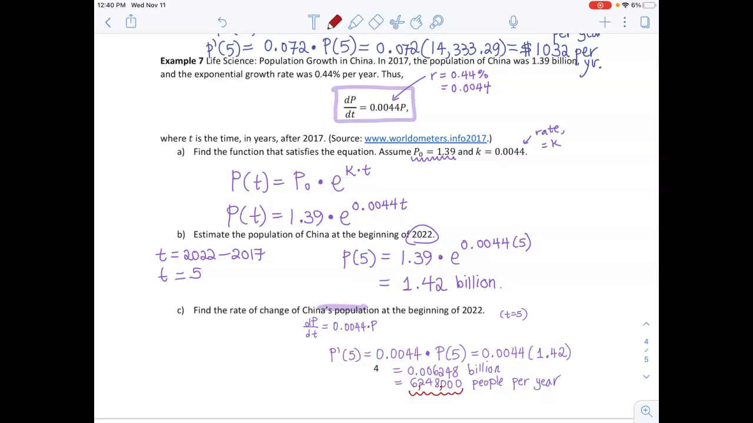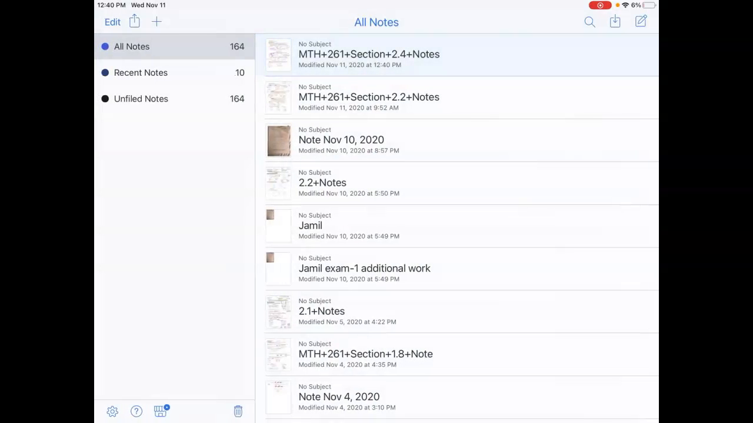Now I may be able to just continue. No, I won't do that. I will stop it so that you guys can get a break. Now, we are done with exponential growth function application problems. When I come back, I'm going to continue with 2.5, which is almost the same thing, but with exponential decay functions. So you'll see a lot of these.